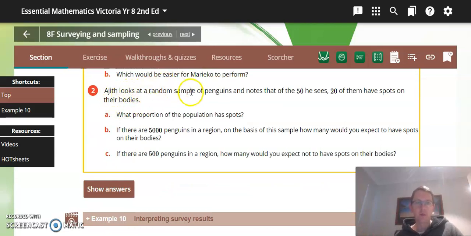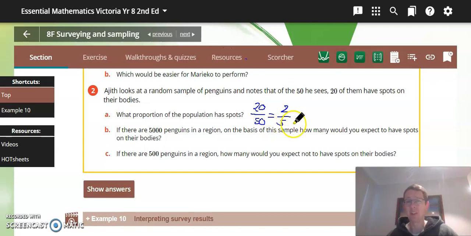Ajith looks at a random sample of penguins and notes that of the 50 he sees, 20 of them have spots on their bodies. So what is the proportion of the population that has spots? If we think about it, 20 out of 50, because 20 of them have spots. We've got to simplify that down. We can divide both of those by 10, which leaves us with 2/5. So the proportion would be 2/5.